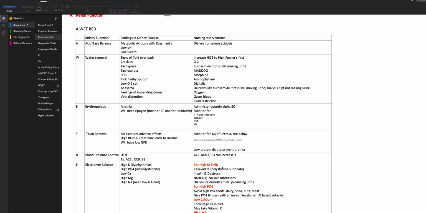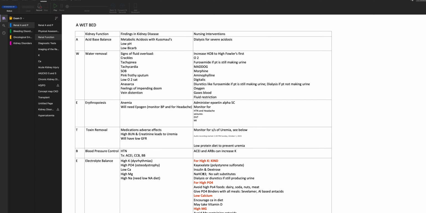So, but if your patient has got a high potassium, the first one you're going to do is insulin and dextrose. Okay? We don't really do the sodium bicarb anymore that much. And they may need dialysis. But with Kayexalate, that would come after the insulin and dextrose. You wouldn't give that first for high potassium.